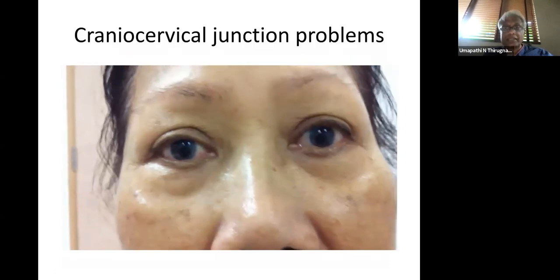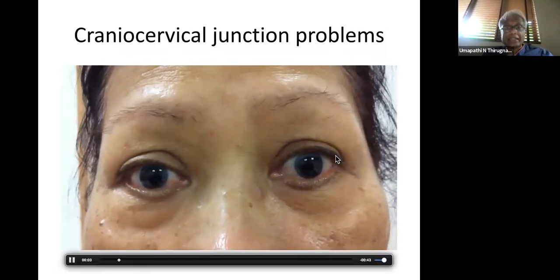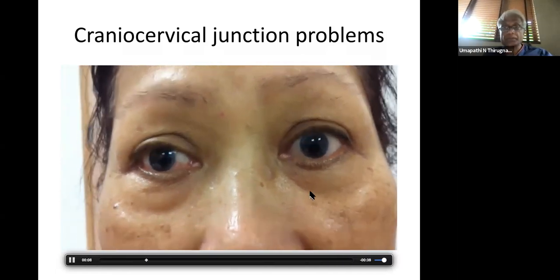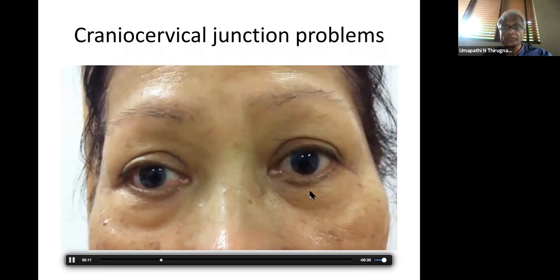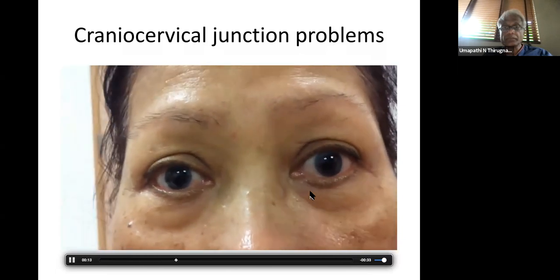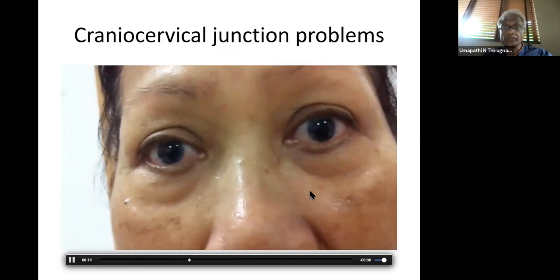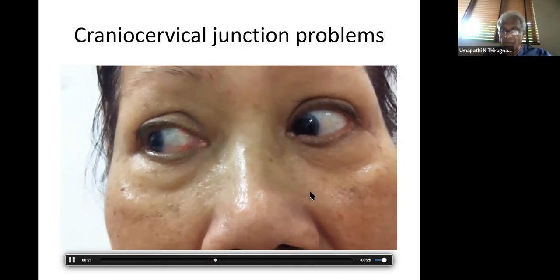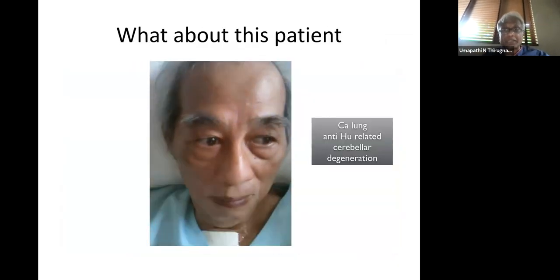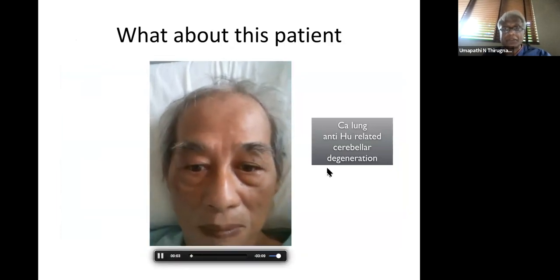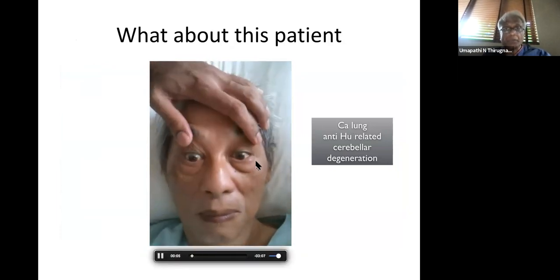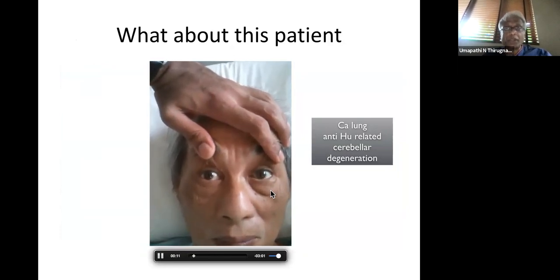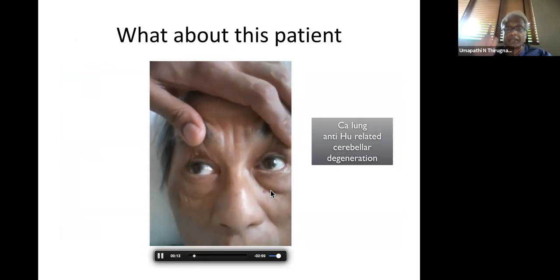Another example would be this lady who's got a classic lesion in the craniocervical junction. You can see primary position downbeat nystagmus. Okay, this patient has cerebellar disease from cancer of the lung. Can you see? Pum, pum, pum, pum. Fast component down all the time at primary position, downbeat nystagmus.